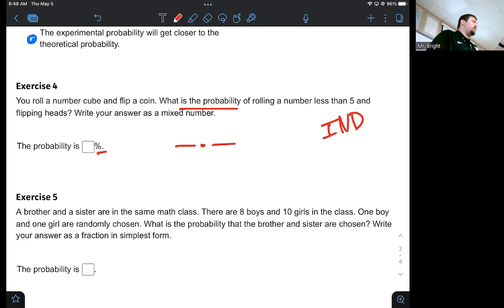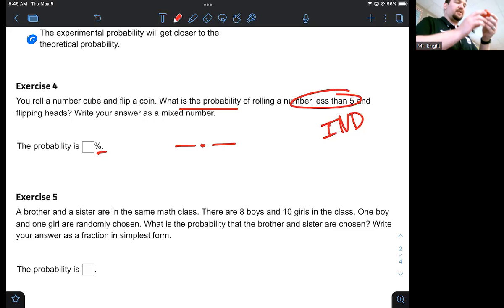In fact, if you rolled the number cube and then it said roll it again, would that be independent or dependent? It'd still be independent because what you get on the first roll has no effect on what you'll get on the second roll, right? To be dependent, something has to be taken out of or removed from the, like one of the numbers would have to fall off. I don't see that happening, right? So they're both independent. What's the probability of getting a number that's less than 5?